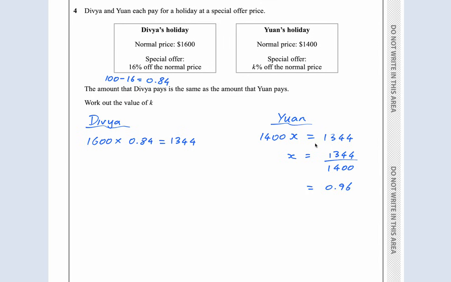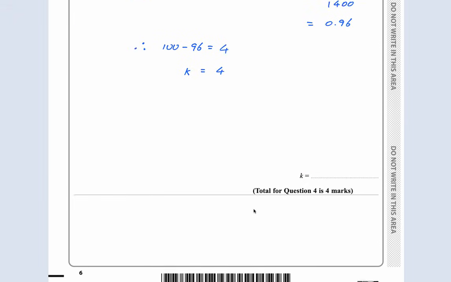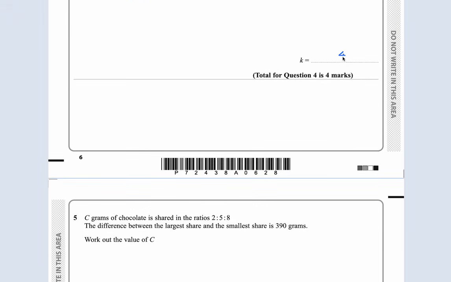Now that means that 1344 is 96% of 1400. Therefore, how much off is she getting? Well, it's 4, because 100 minus 96 equals 4. So therefore, K equals 4. Okay, put it here, 4.